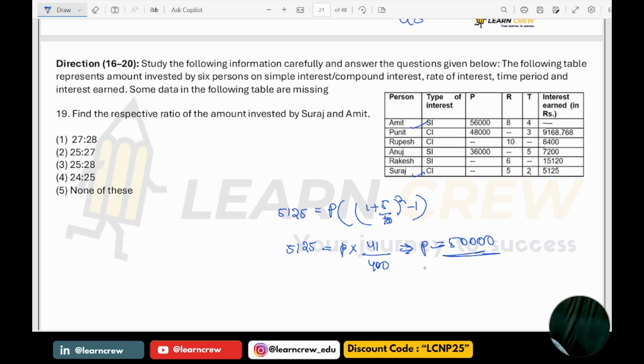So 50,000. And in this case simply the principal amount is already known. So 50,000 is the investment of Suraj and 56,000 is the investment of Amit. The ratio would be 50 to 56, which is 25 to 28.